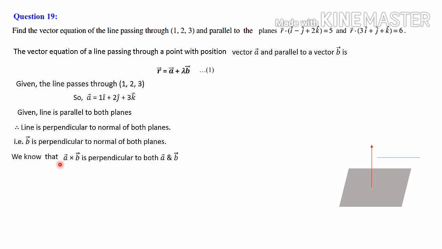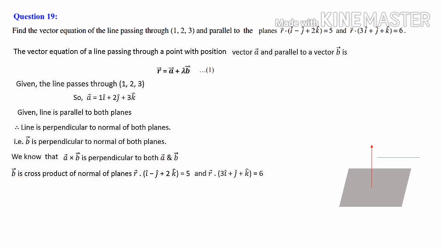We have already learned that the cross product of two vectors, A cross B, is the vector perpendicular to both vector A and vector B. So first of all, let's find vector B. Vector B is the cross product of the normals of the planes r dot (i cap minus j cap plus 2k cap) is equal to 5 and r dot (3i cap plus j cap plus k cap) is equal to 6. Here you should not confuse this vector b with the other vector b, because this is the result we have learned, that a cross b is perpendicular to both a and b, and this is something related to our question.